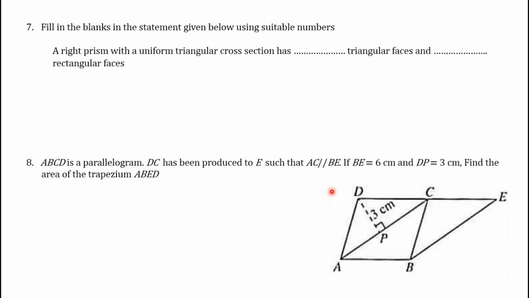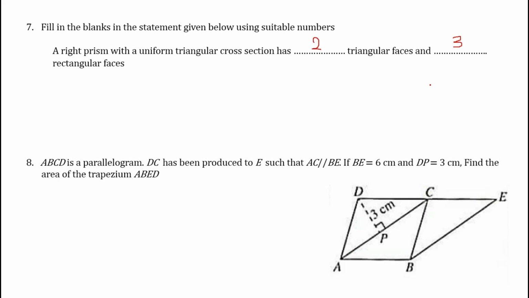Question number 7. Fill in the blanks in the statement given below using suitable numbers. A right prism with a uniform triangular cross section has dash triangular faces and dash rectangular faces. You all know what a right prism is. So a right prism has 2 triangular faces and 3 rectangular faces. The 3 rectangular faces are the ones that come in the middle, and the triangular faces are the ones that come on either side of the prism. So there are 2 triangular faces and 3 rectangular faces.